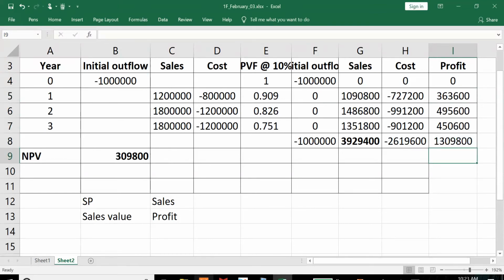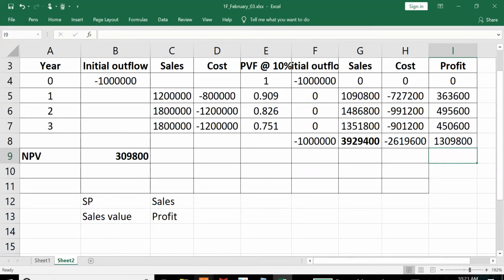So this 1309,800 has to come down to 10 lakhs. The moment that comes down to 10 lakh, you will have 0 NPV because your outlay is 10 lakh. So selling price, the denominator is sales value. Unit cost, the denominator is cost value. Initial outlay, the denominator is initial outflow. But for sales units, not value, technically it is sales units, the denominator is profit, or the denominator is present value of in between cash flow.